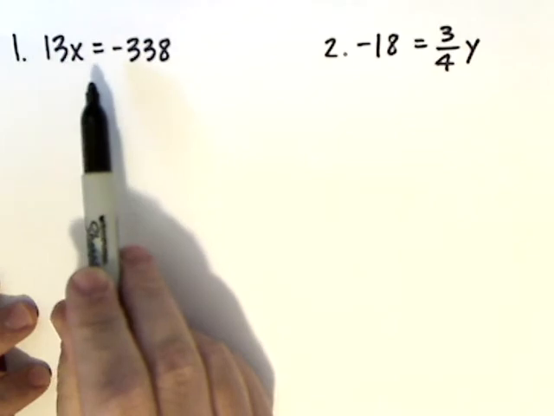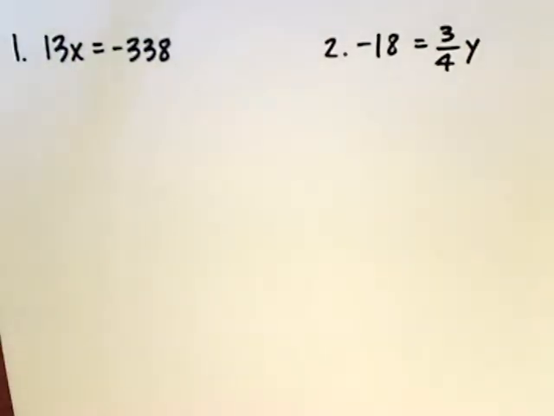Now let's take a look at number 1 right here. It's 13x equals negative 338. Now we're solving for x in this problem, so that means we want to try and get it by itself. So go ahead and try and hit pause now and work out the problem.